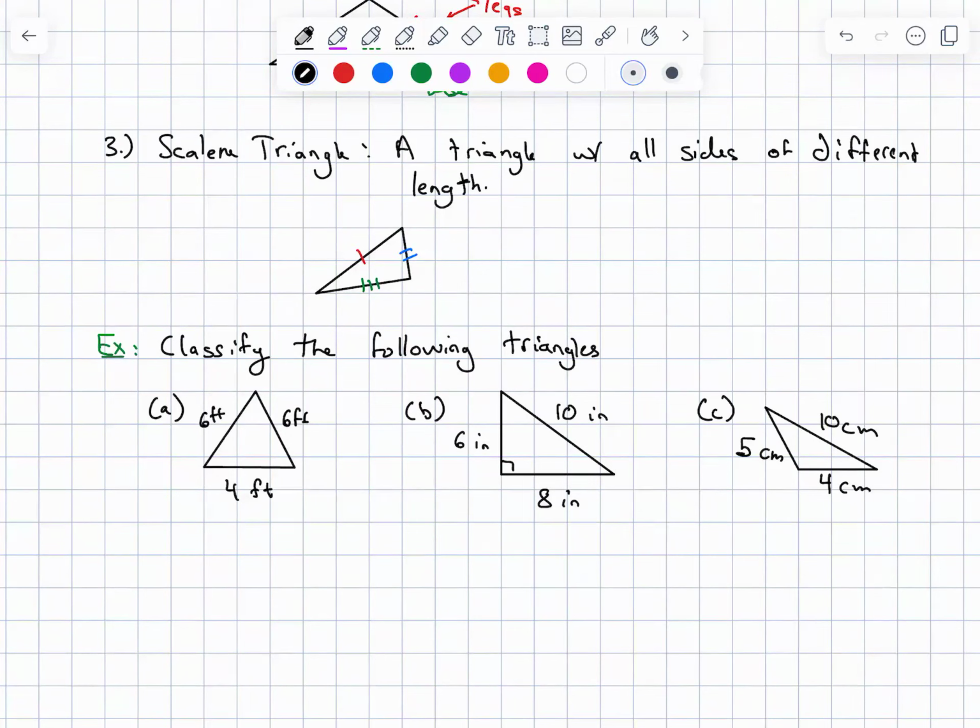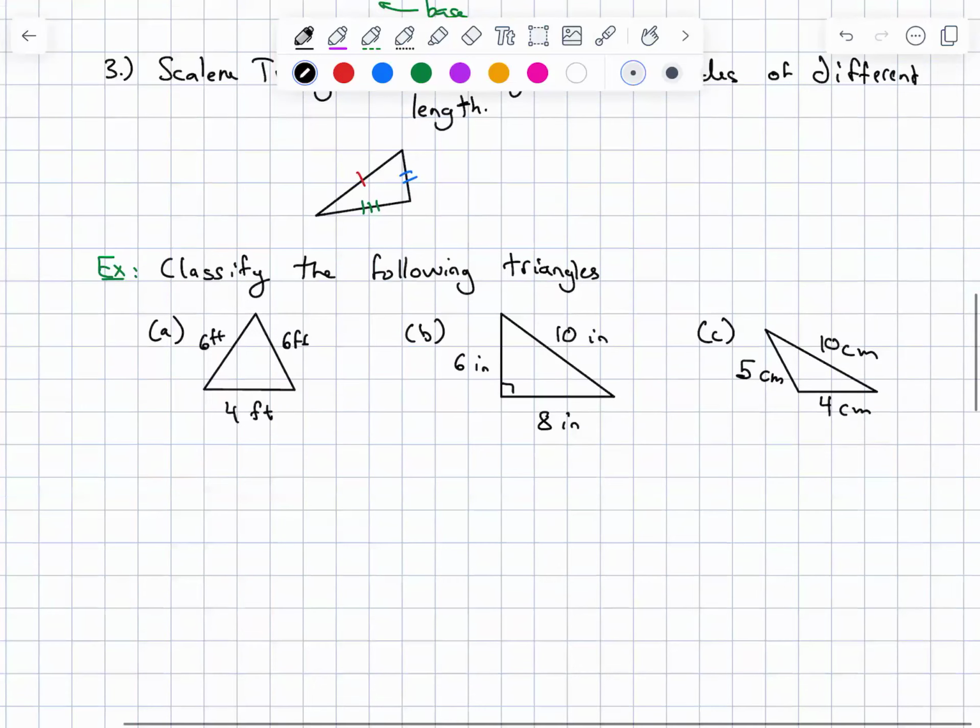So the first one, none of those angles look to be larger than or equal to 90 degrees. So they're all less than 90 degrees. So this one is acute. And because it has 2 side lengths that are the same length, it is isosceles. So acute and isosceles.